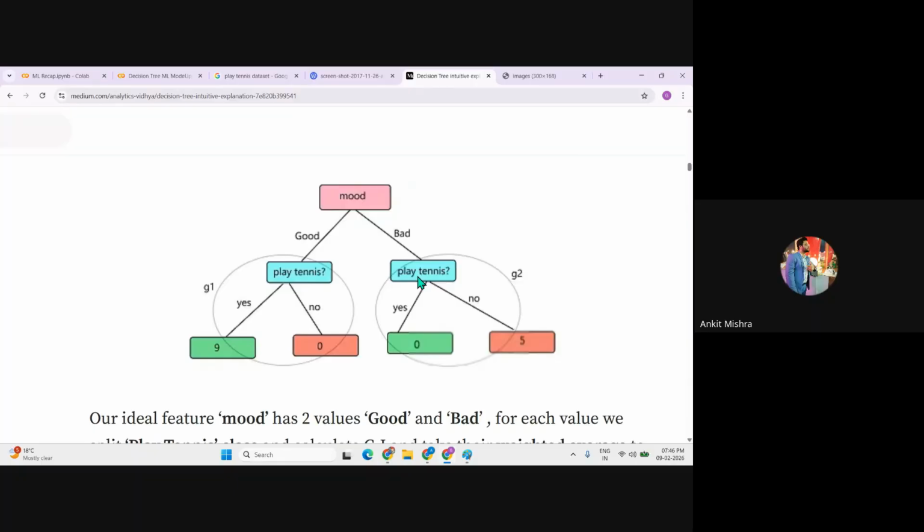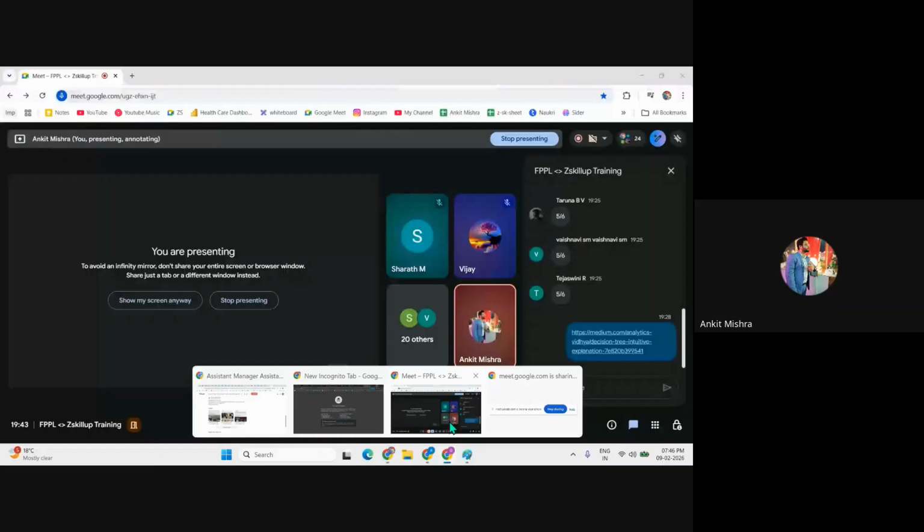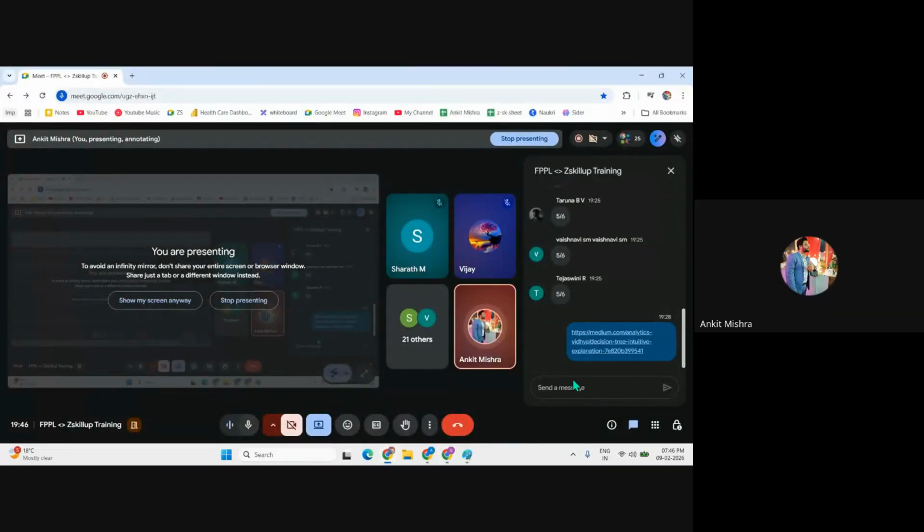Mood is the root node you can pick. But in practical situations, we do not always get the impurity as 0. We'll get some sort of impurity. If we are getting some impurity, then for each feature, we have to select the one with the lowest impurity, which will become the root node for our decision tree classification. Candidates, are you getting my point? Everyone, just let me know in the chat message box.